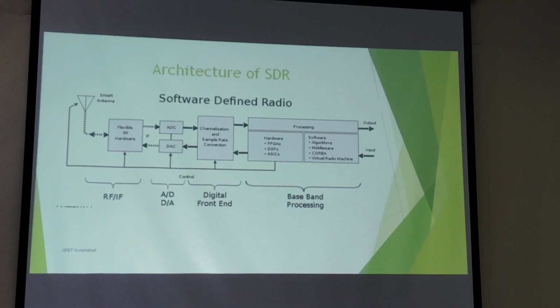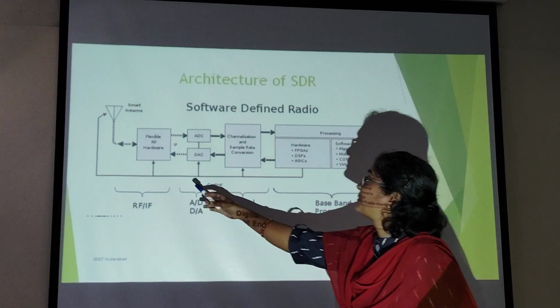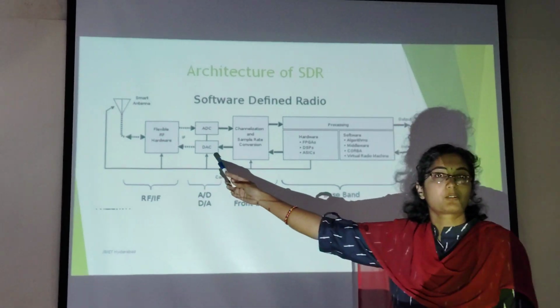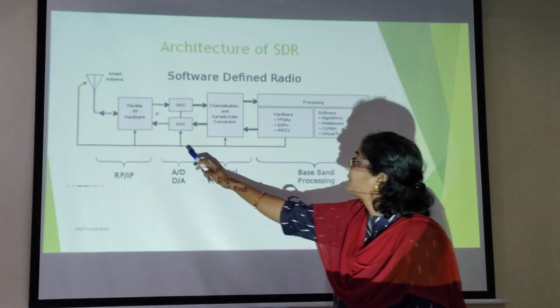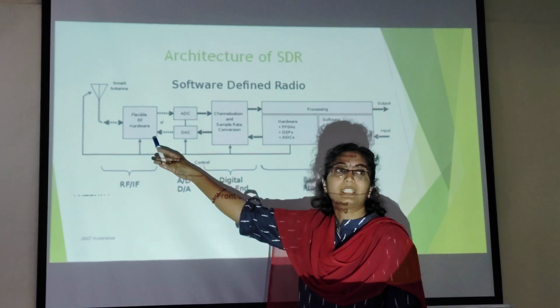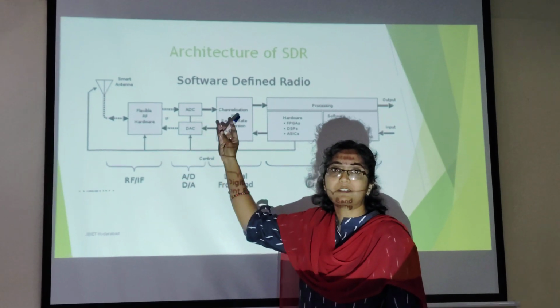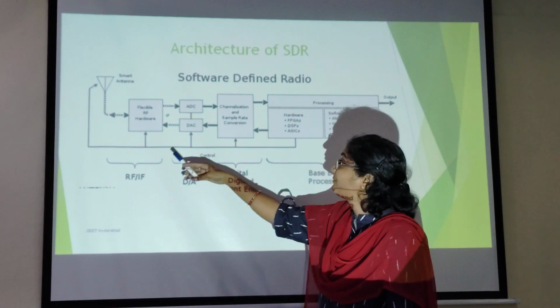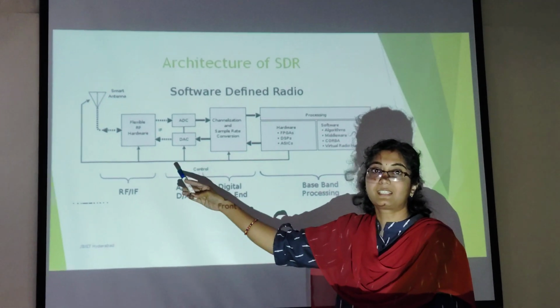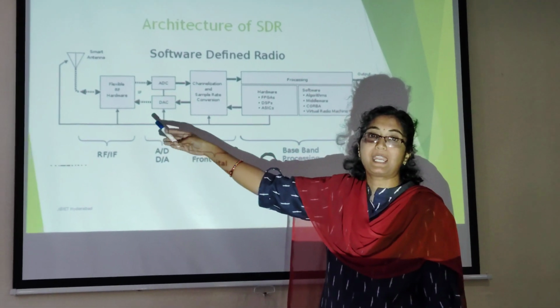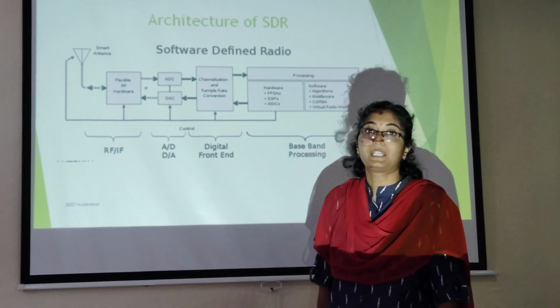In this we can see that first there is a flexible RF hardware. This is also called the RF front end, where the received signal will first be amplified and then filtered, and then passed to the further processing blocks. On the transmitter side, the signal, before being given to the antenna, will be amplified and then given to the antenna.